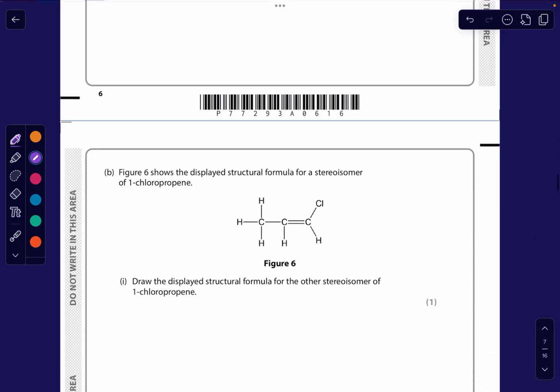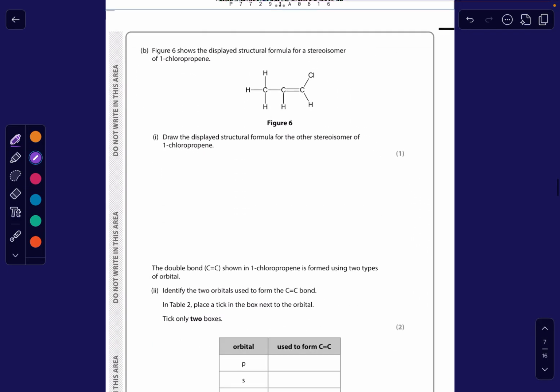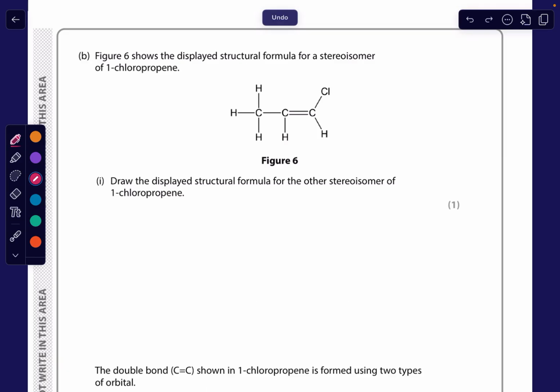Let's move on. Draw the displayed structural formula for the other stereoisomer of 1-chloropropene. Again, a really good question that expects you to know this topic inside out. There are a few things you needed to be aware of going into it, and they've not even given you any indication of it apart from saying the term stereoisomer. So let's zone in on that.